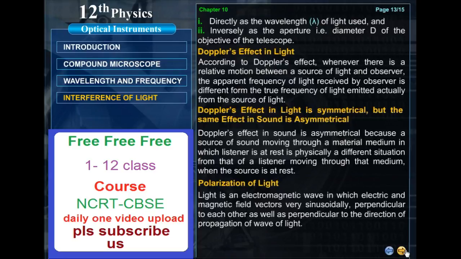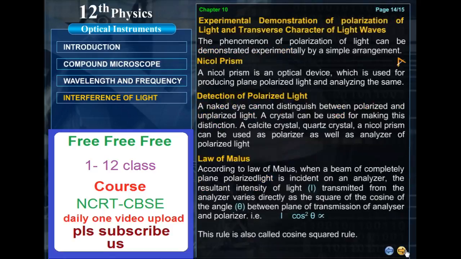Polarization of light. Light is an electromagnetic wave in which electric and magnetic field vectors vary sinusoidally perpendicular to each other as well as perpendicular to the direction of propagation of the light wave. Experimental demonstration of polarization of light and transverse character of light waves. The phenomenon of polarization of light can be demonstrated experimentally by a simple arrangement.